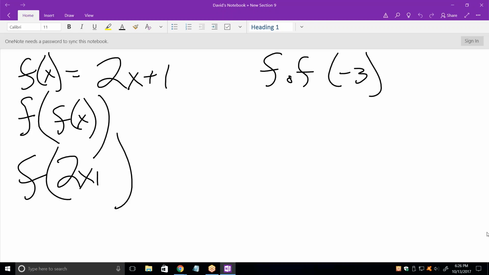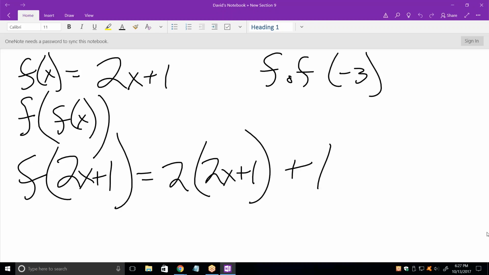Okay, and now what are we going to do? Are we going to substitute it in for x? Substitute what in? The whole equation, correct? 2x plus 1 is what I want you to say. You're going to substitute 2x plus 1 into the f function wherever you see x. So what does that translate to? Tell me what to write. So we'd have 2 parentheses 2x plus 1 plus 1. You got it. Simplify that.